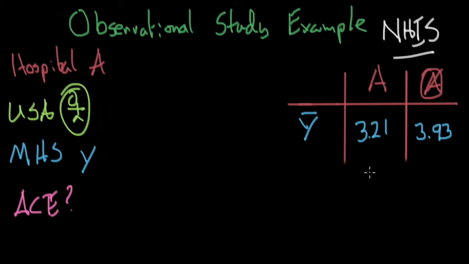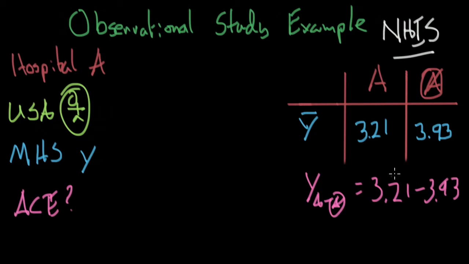And we're going to look for what the average causal effect is. So what is the average causal effect of going to the hospital? We can write this as Y sub A minus Y sub A naught. So we can just write this out quite literally. We've got 3.21 minus 3.93. This is the group of people that were at the hospital minus the group of people that were not at the hospital. So we can calculate this out. This is going to give us basically just -0.7.